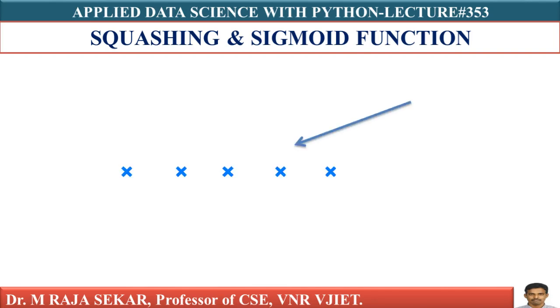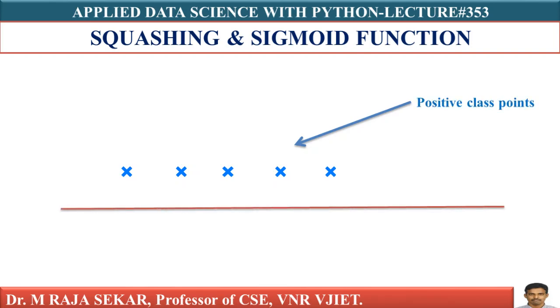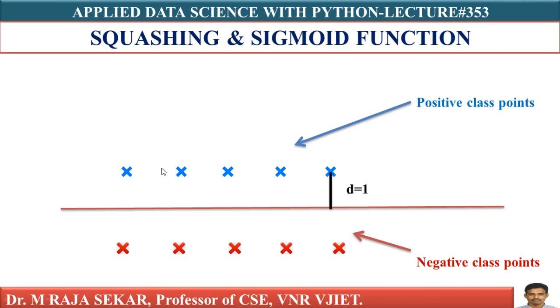Let's assume I have 5 positive points. Let's assume this is my hyperplane and these are my negative points. Let's assume all the positive points are at distance 1. Similarly, let me assume all the negative points are also at distance 1 unit. How many points are there? 5 negative points and 5 positive points. All these points are at distance 1 unit from my hyperplane pi1. This w1 is normal for my hyperplane.